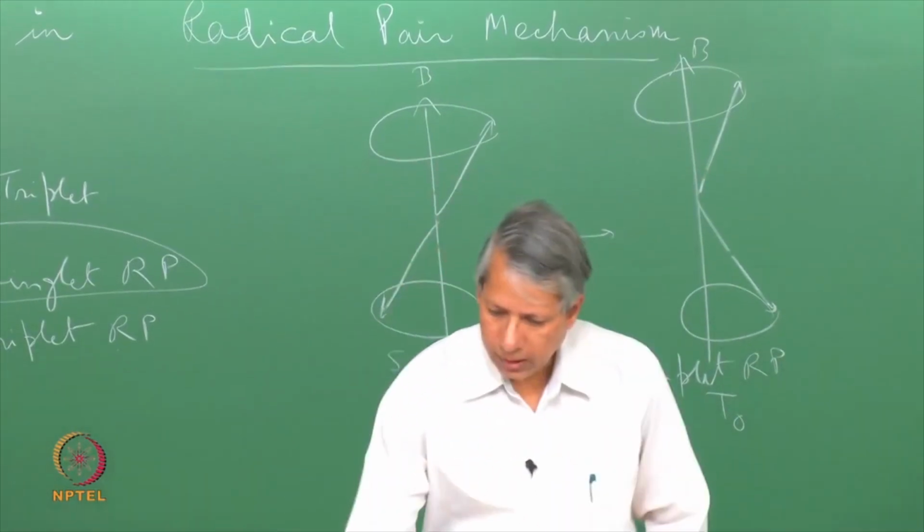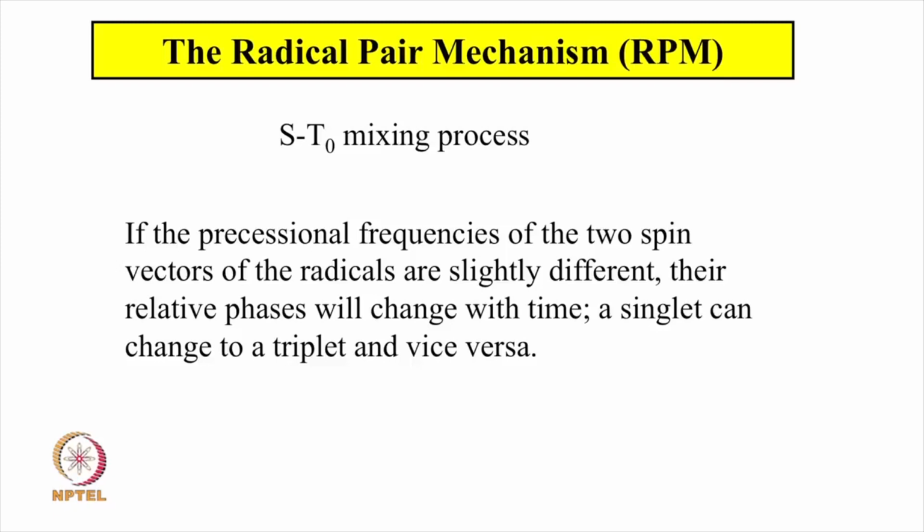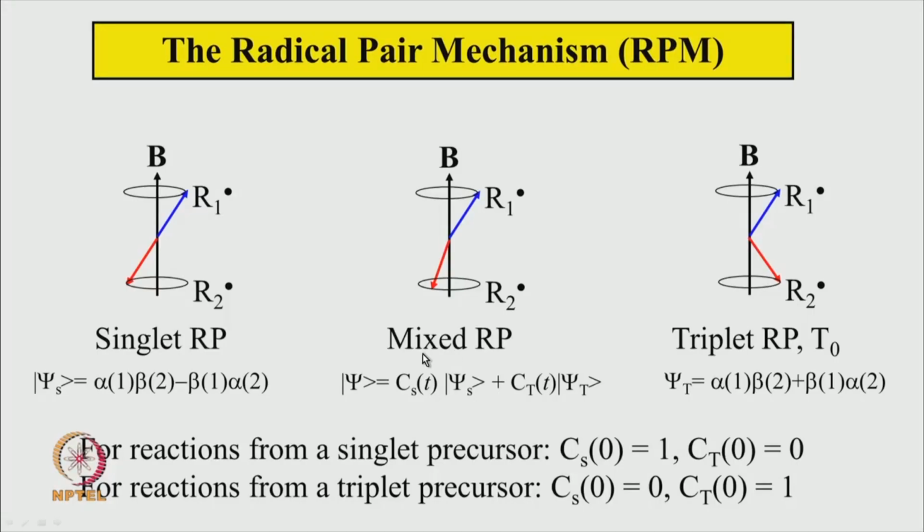So, that is what is claimed here now. If the precessional frequencies of the two spin vectors of the radicals are slightly different, just slightly different, their relative phases will change with time. Then a singlet can change to a triplet and vice versa. Now, more pictorially, one can understand this S-T0 mixing process.